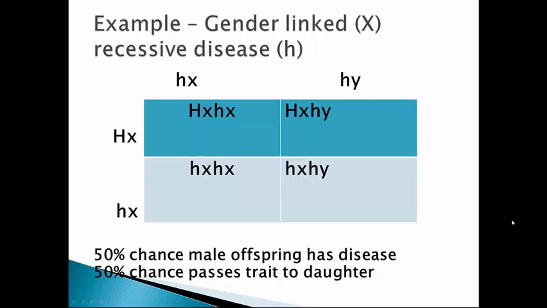Let's look at another example, and this would be a gender-linked recessive disorder. If you look at the gender linking, here's your X and your Y. Again, you use your same pattern. You have a 50% chance that the male offspring will have the disease. So here's your disease causing, or actually since it's recessive, here's your disease causing, and here is your normal. So there's a 50% chance that the male offspring has the disease and a 50% chance that it passes the trait to a daughter.